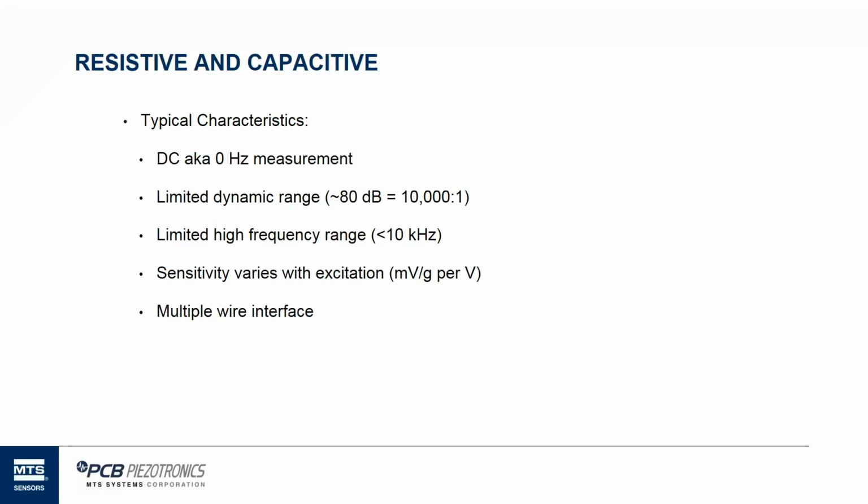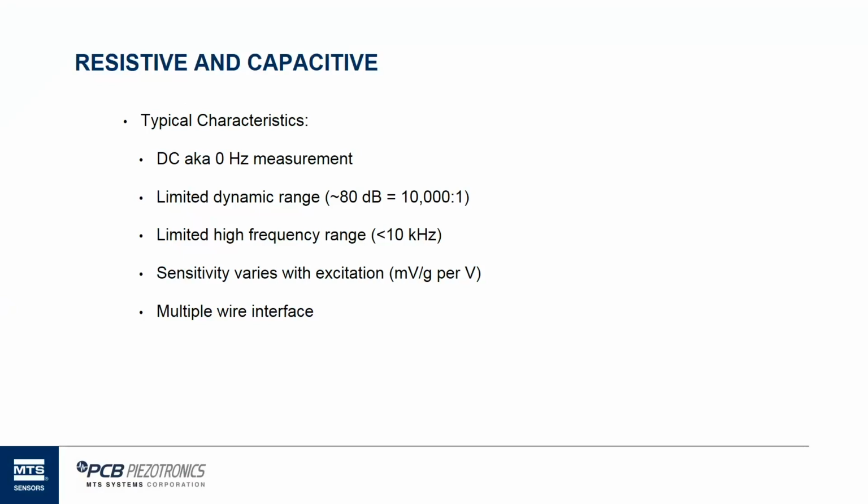Capacitive, that second to last one doesn't really apply to the capacitive devices because frequently, especially the ones from PCB, they'll have internal voltage regulation so that the operator can apply a really broad range of excitation voltage, say something like 2 to 20 volts. The internal regulator of the accelerometer deals with any variation so that you get a constant sensitivity of the capacitive accelerometer.